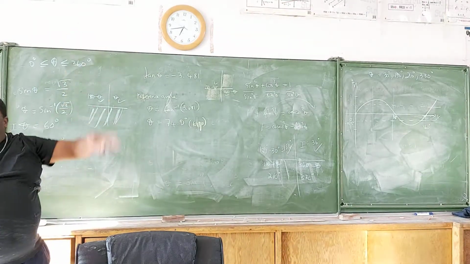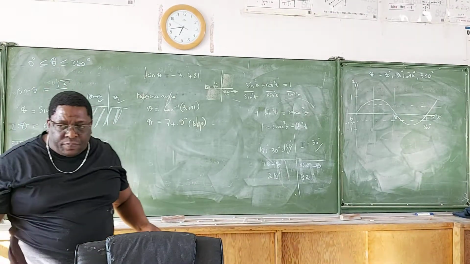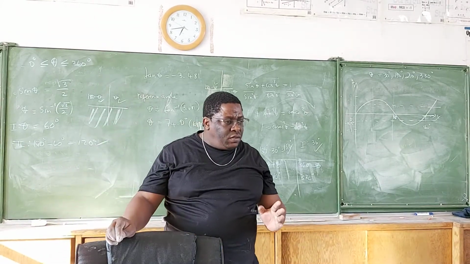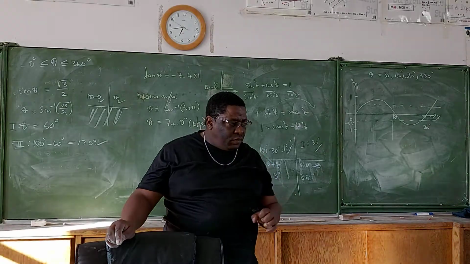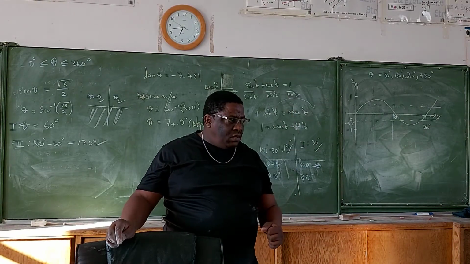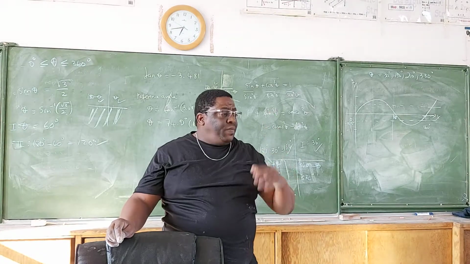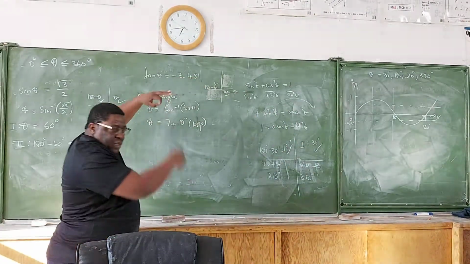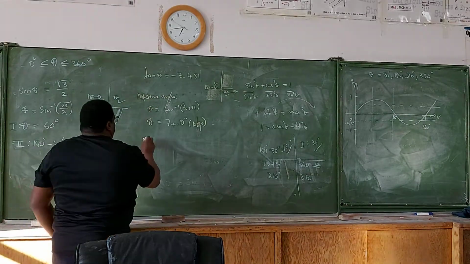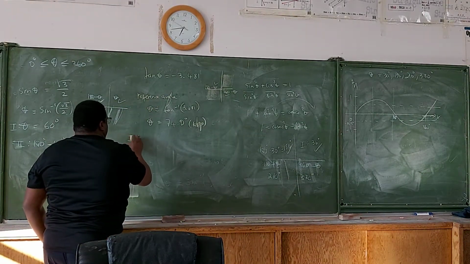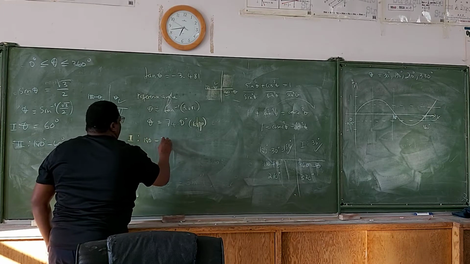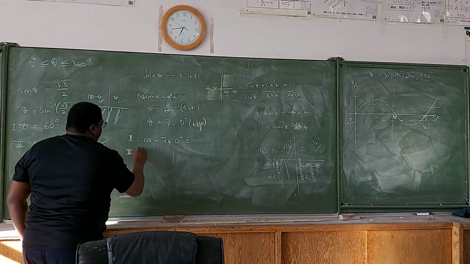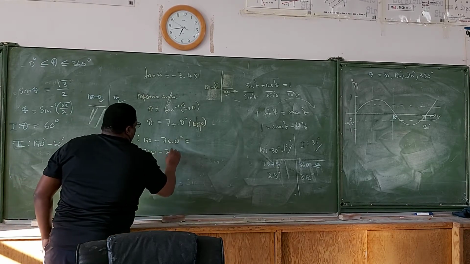Remember, the amplitude of a tangent function is undefinable. The amplitude doesn't exist. The maximum doesn't exist. The minimum doesn't exist. So -3 is somewhere down there. You understand that curve? So actually, then in the second quadrant, we are going to have 180 minus 74.0. Then in the fourth quadrant, we're going to have 360 minus 74.0.